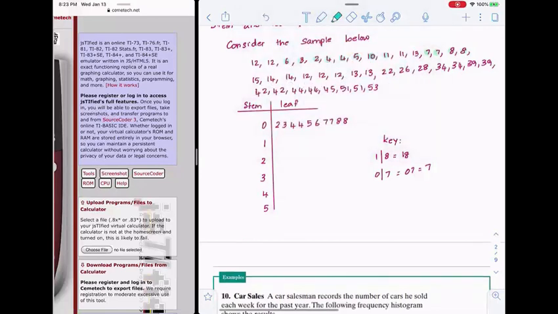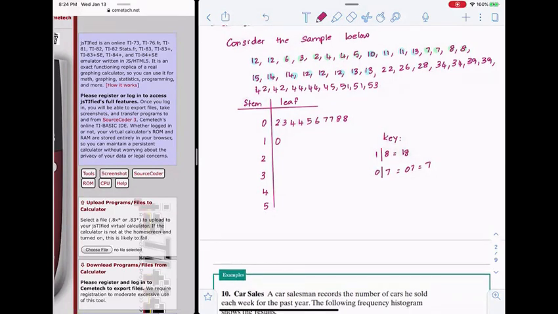10, 11, 11, 12, 12, 13, 15, 14, 14, 12, 12, 13, 12, 13. Okay, so we will start with the smallest number, which is 10. So 1, 0 would mean 10. 2 11s, so 1, 1. 2 12s, oh, actually 5 12s, so 1, 2, 3, 4, 5.